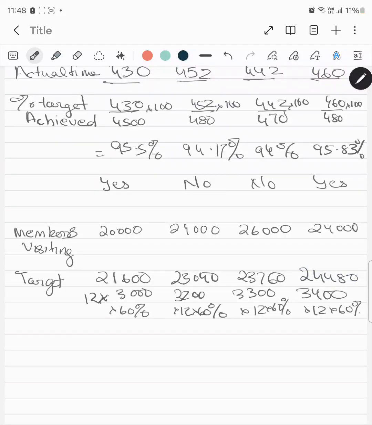24,480. Now how can we say that our target was achieved? So this is the actual and this is the target. Now I can clearly see that the target was 21,600, but the actual number of visits were 20,000, so our target did not get achieved. Over here our target was 23,040 visits, and the actual is 24,000, so the target gets achieved over here. Even here also we can see the target is getting achieved, and over here it's not achieved.